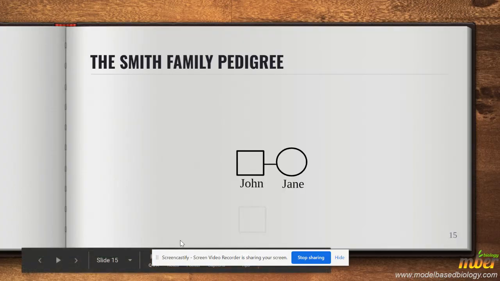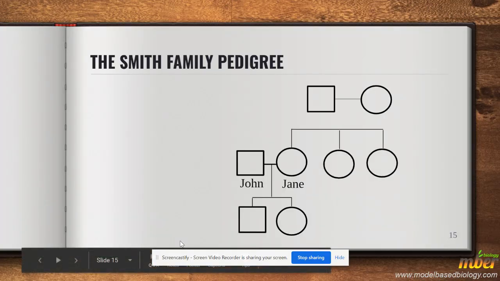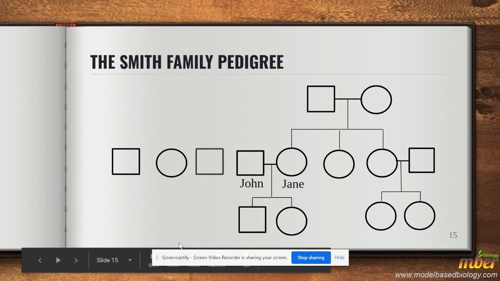So we're going to go over here. We're going to add in Jane's sister's husband and the cousins. And we're adding in John's siblings and their parents.